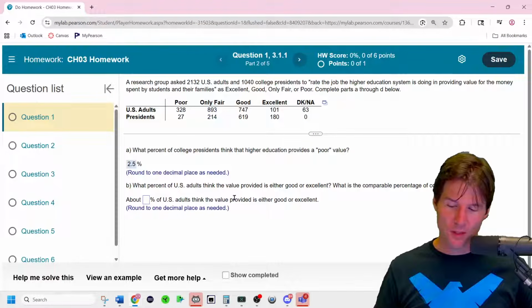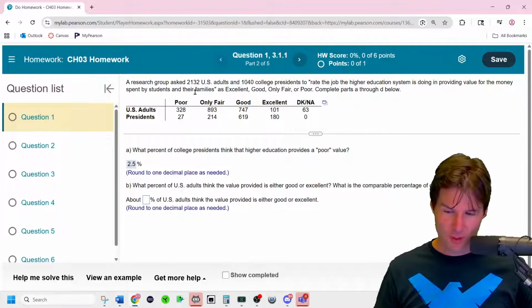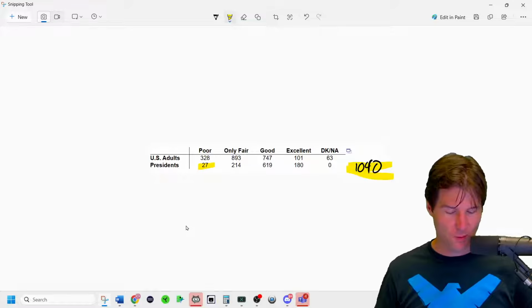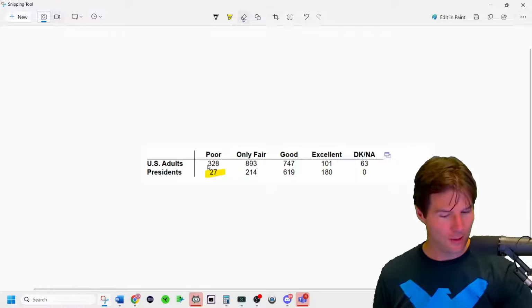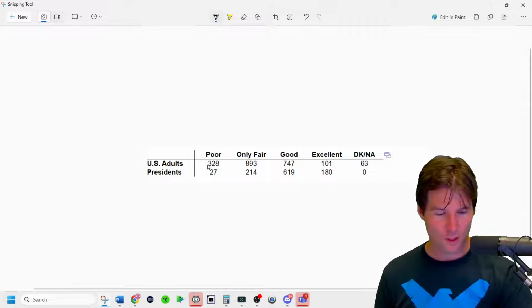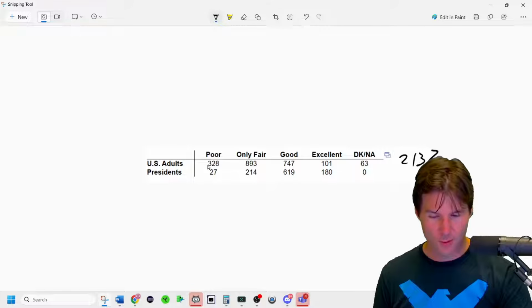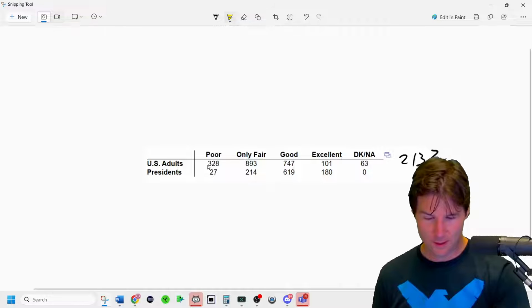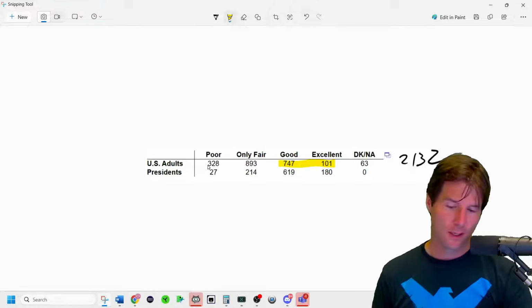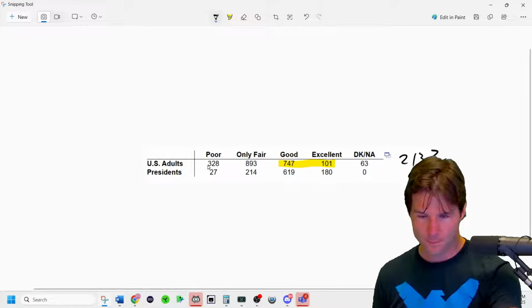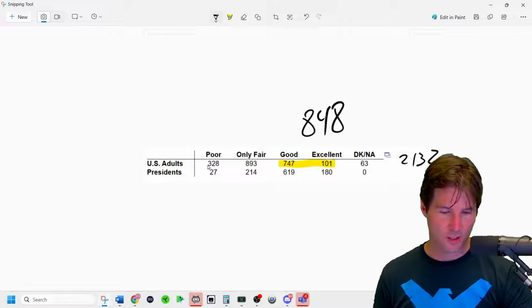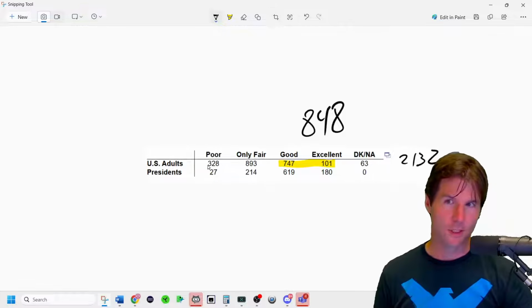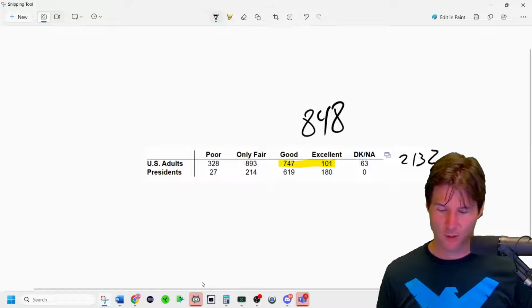What percent of U.S. adults think it's either good or excellent? So 2132. I'm not going to be able to do this one in my head, am I? Or am I? Let's find out. 2132, and it's a good or excellent. So we're going to add these and get 848. So when you think about it, this is like 2,000-ish, and that's like 800. It's going to be like 41.7%.